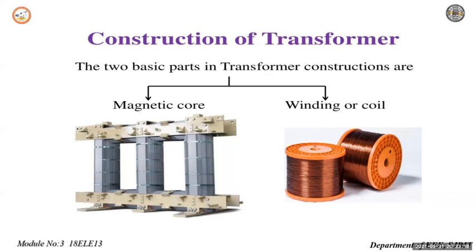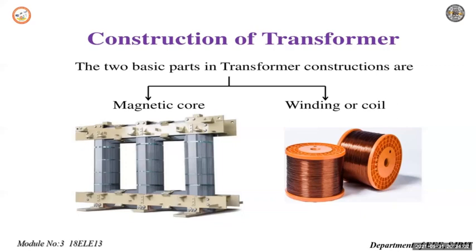The core is made up of laminations. Because of the laminated type of construction, eddy current losses get minimized. Generally, high-grade silicon steel laminations are used. These laminations are insulated from each other by using insulation like varnish. Laminations are overlapped so as to avoid the air gap at the joints. For this, generally L-shaped or I-shaped laminations are used.